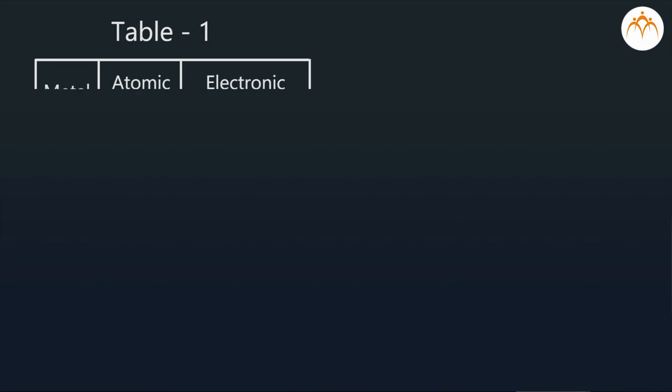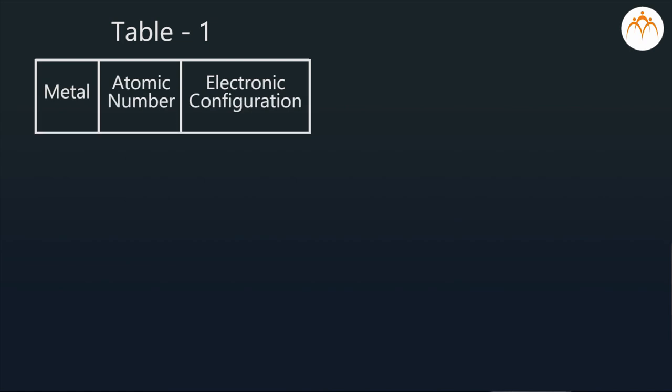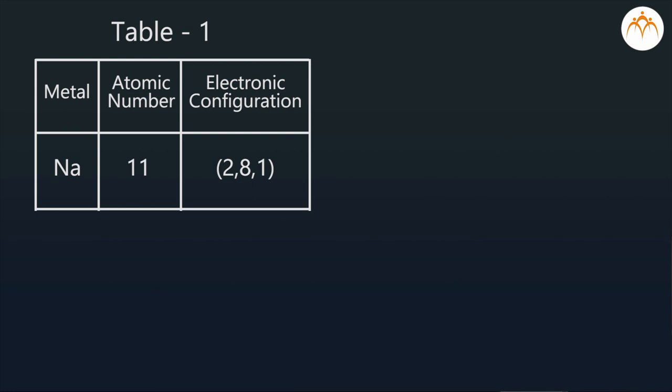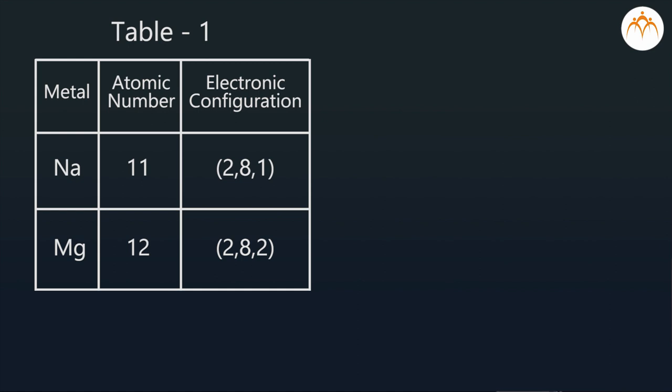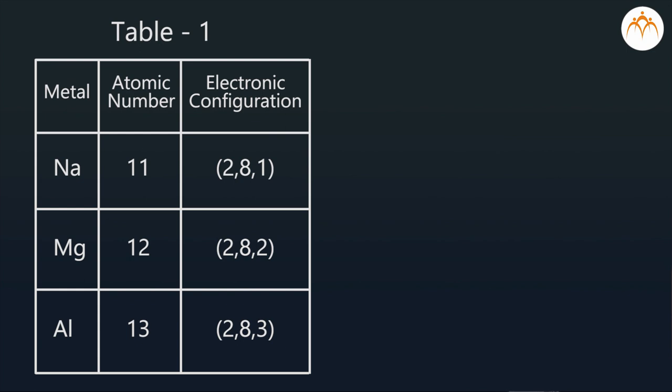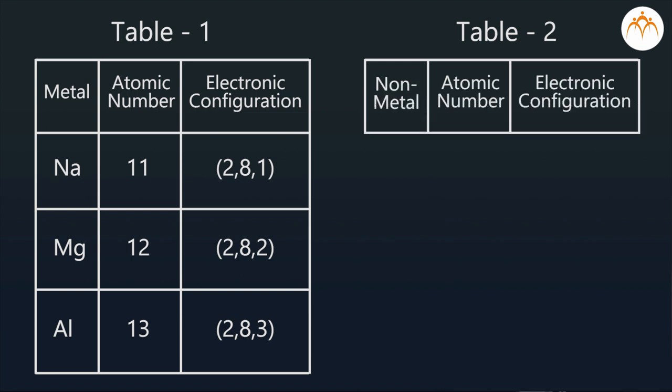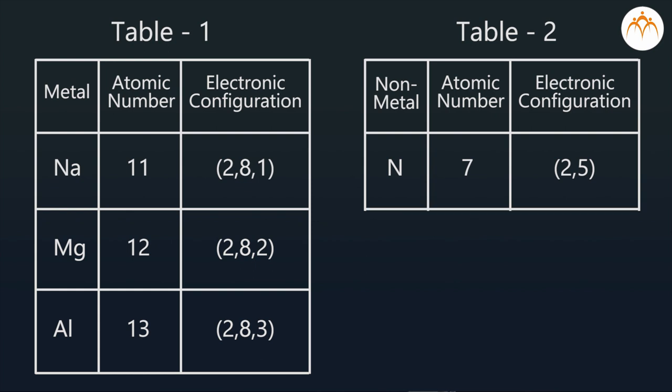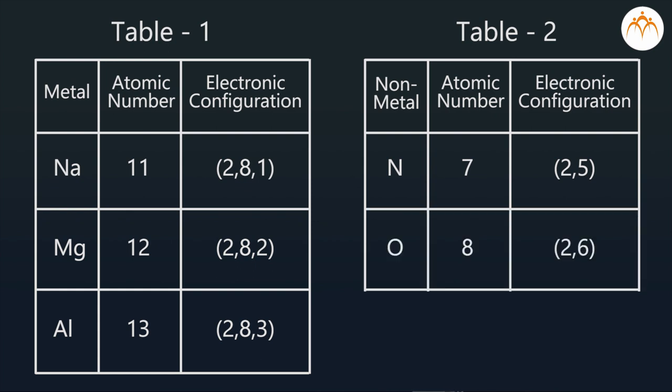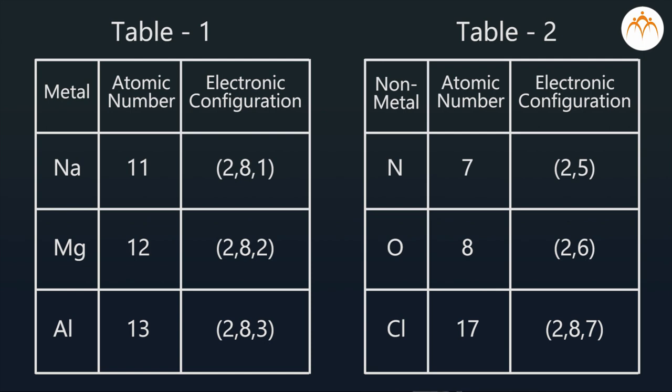Observe the following table. Table 1. Metal, atomic number, electronic configuration. Sodium, 11, 2, 8, 1. Magnesium, 12, 2, 8, 2. Aluminium, 13, 2, 8, 3. Table 2. Non-metal, atomic number, electronic configuration. Nitrogen, 7, 2, 5. Oxygen, 8, 2, 6. Chlorine, 17, 2, 8, 7.